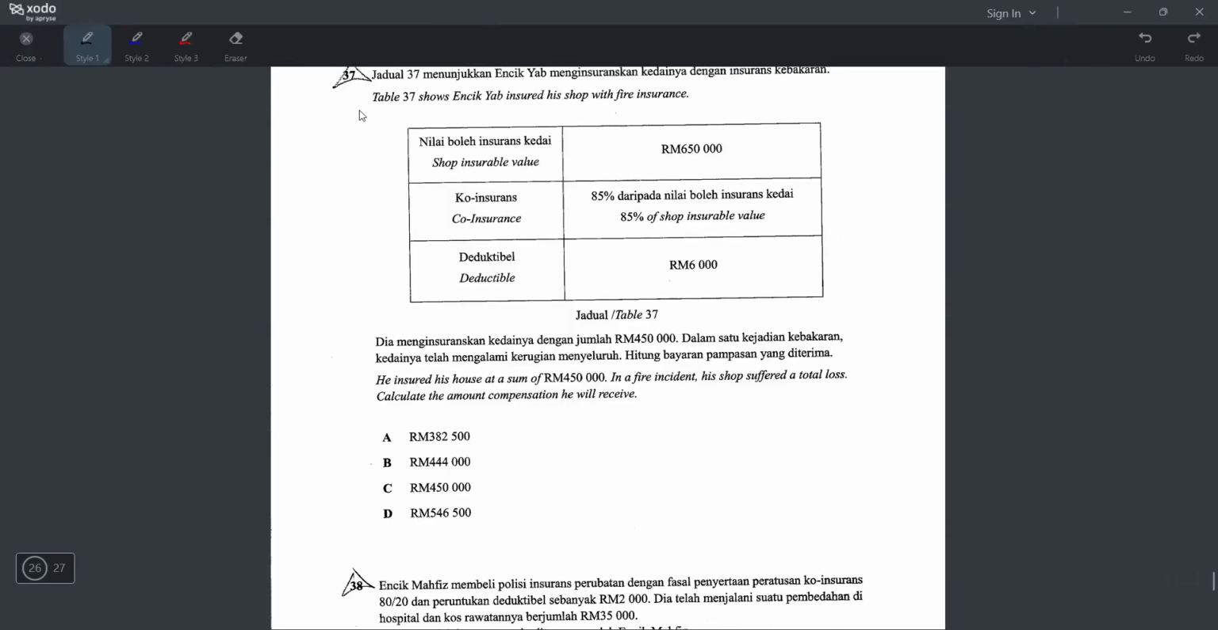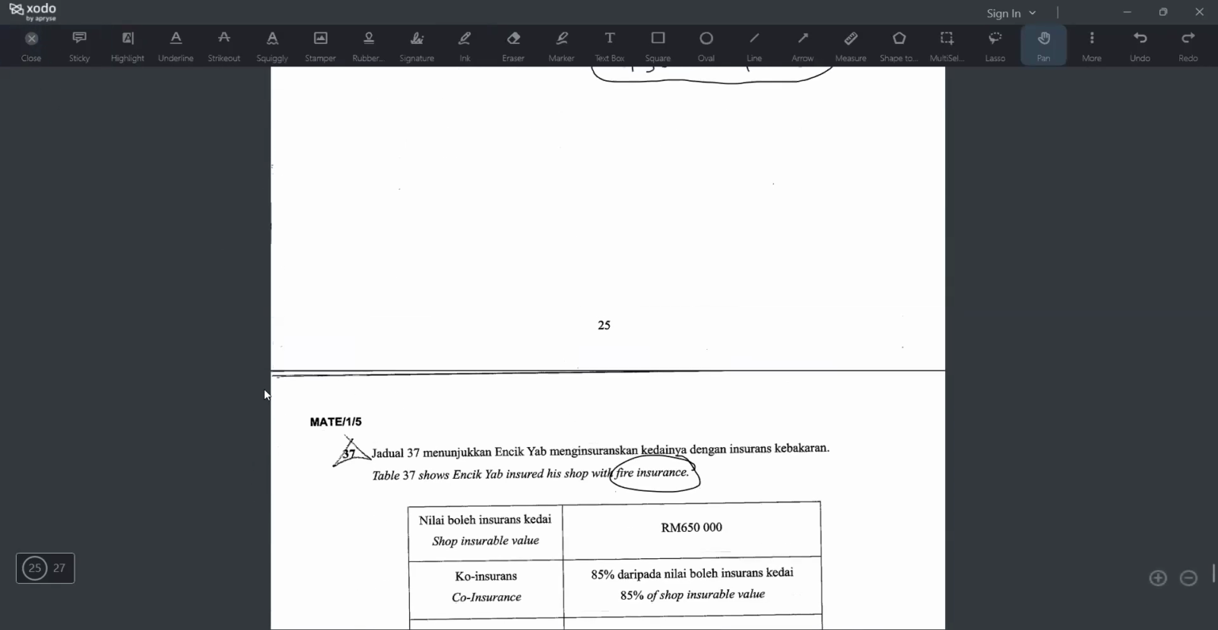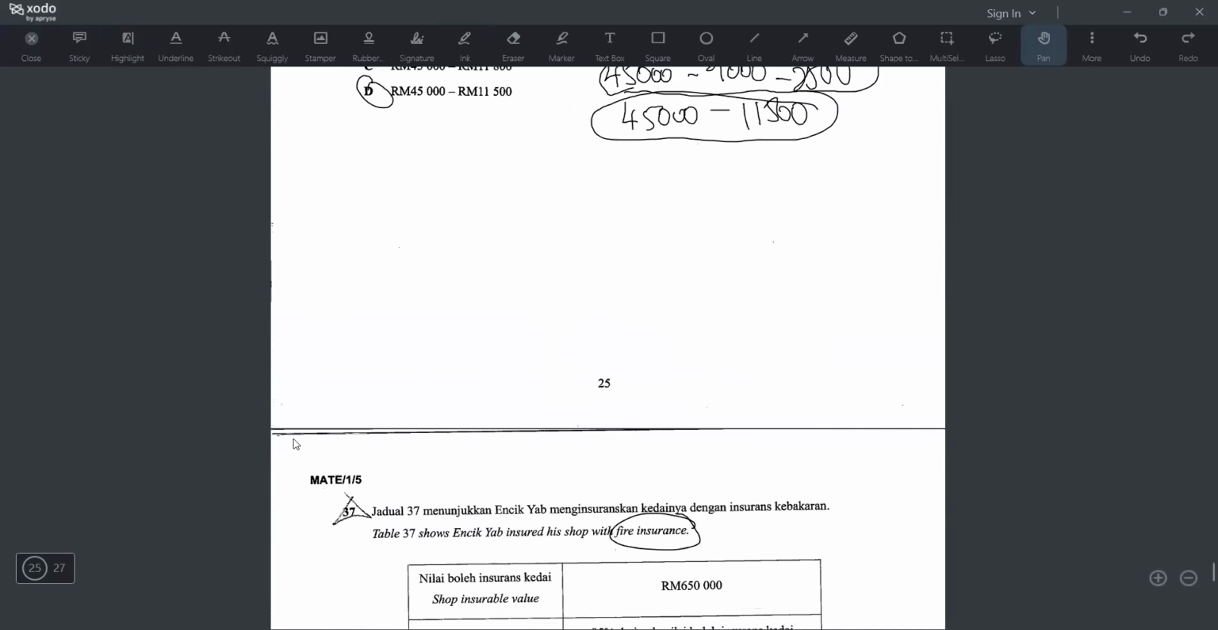Okay, number 37. Table 37 shows Encik Yap insured his shop with fire insurance. Okay, let's talk about the notes for fire insurance. Okay, I'll write it up here.